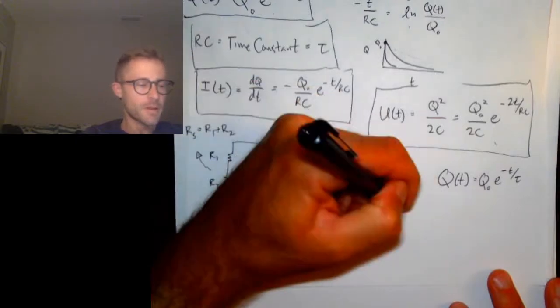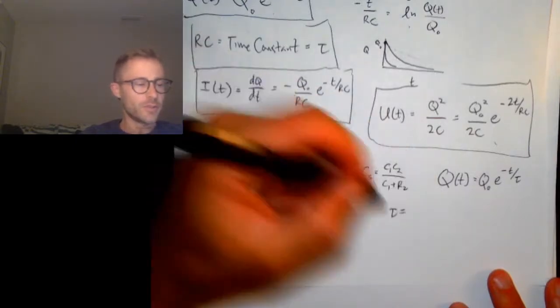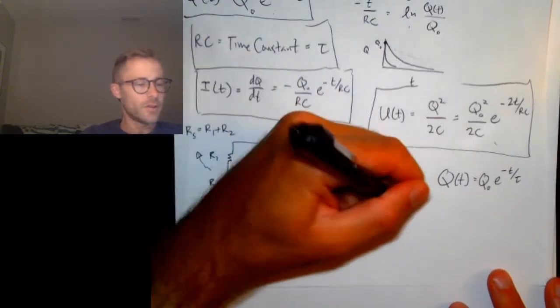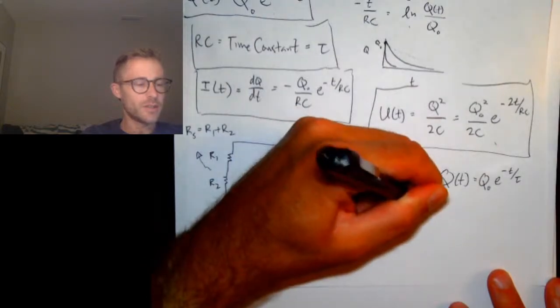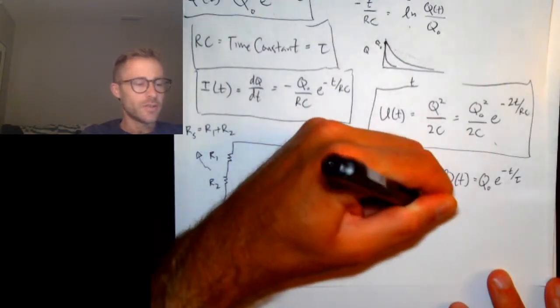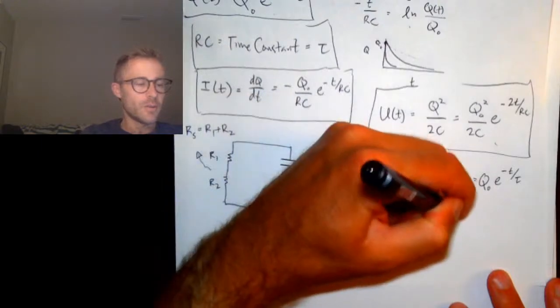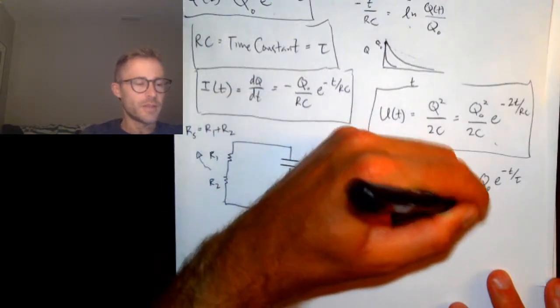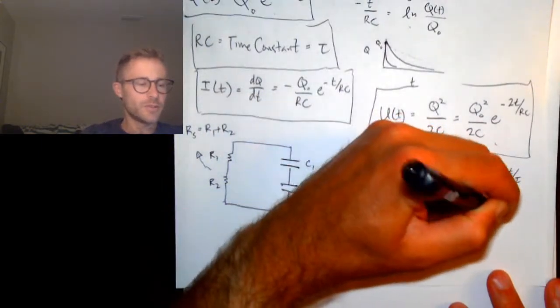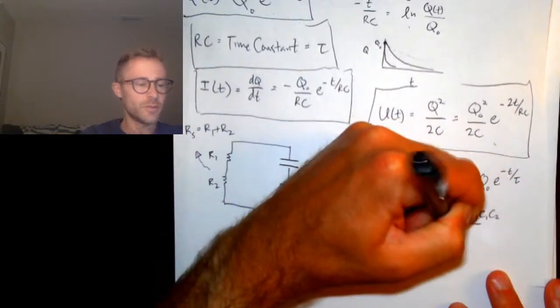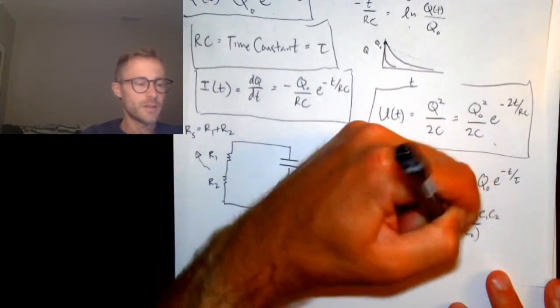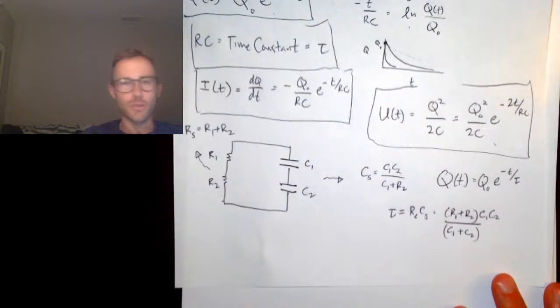Okay? So it's going to be RS times CS. So that's going to be R1 plus R2 times C1 C2 over C1 plus C2. All right? So that's how that works.